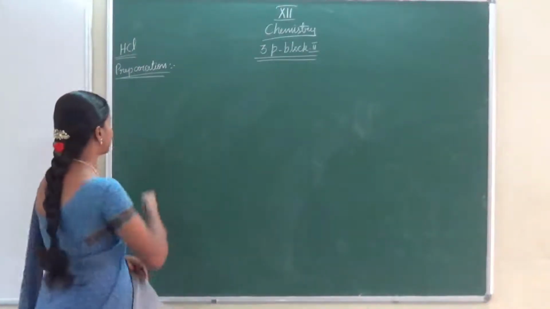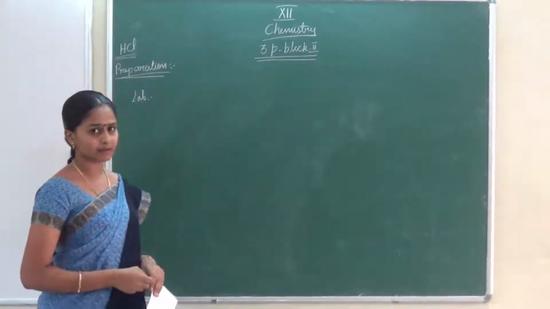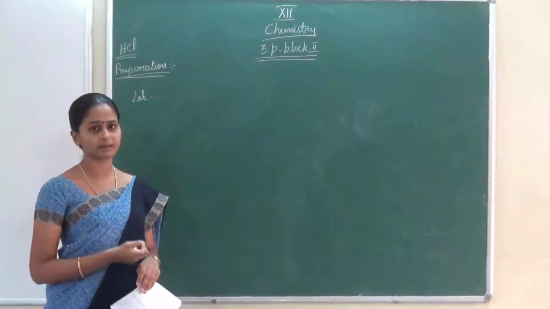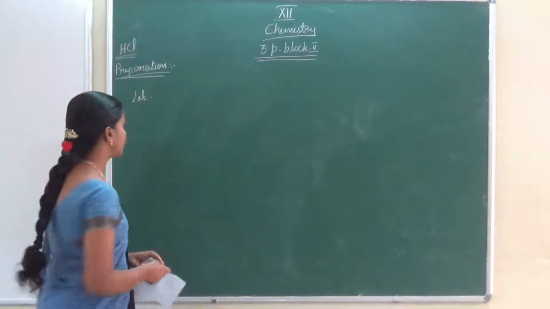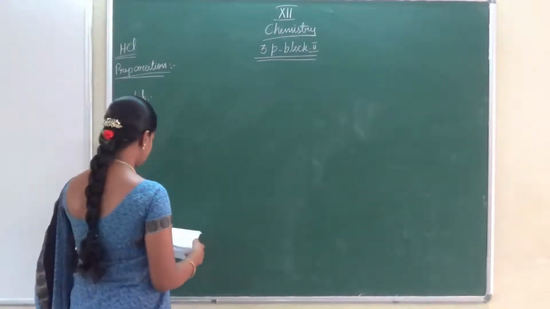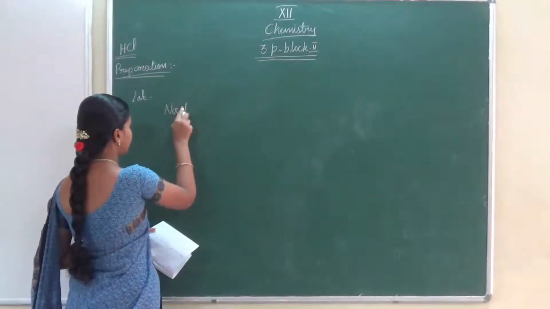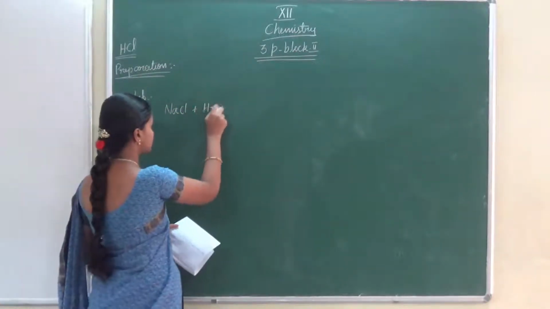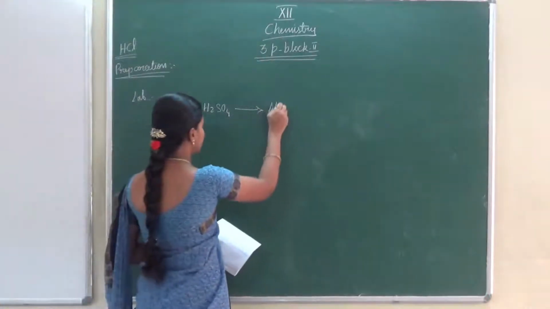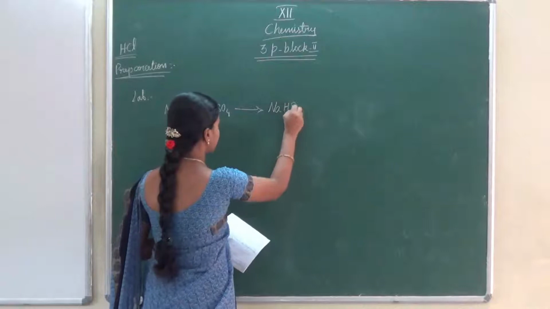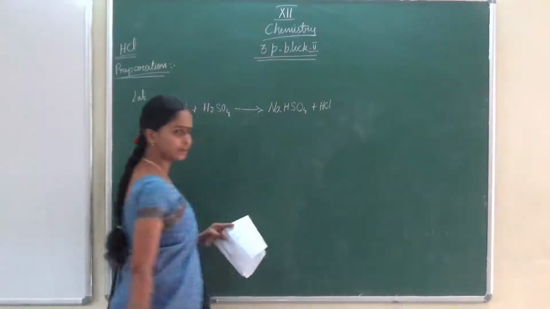We can prepare this hydrochloric acid in the lab just by treating ionic chlorides. Ionic chloride is what? Like sodium chloride, that we have to take. When we take this salt and add sulfuric acid, H2SO4, it is converted into sodium bisulfate plus hydrochloric acid. Like this we can prepare.